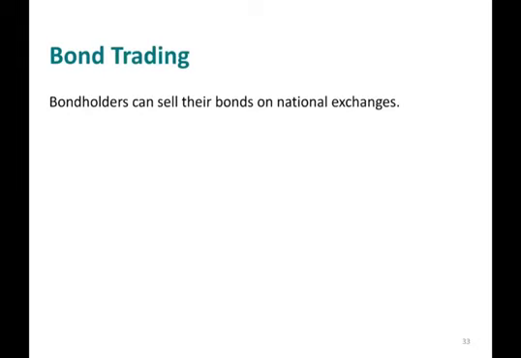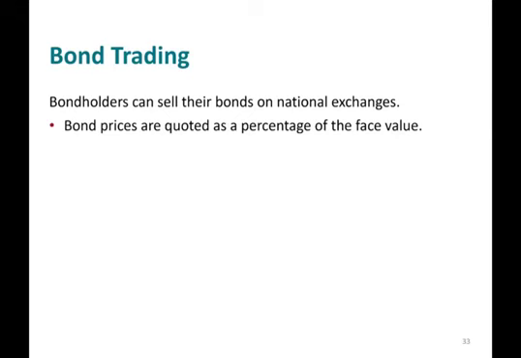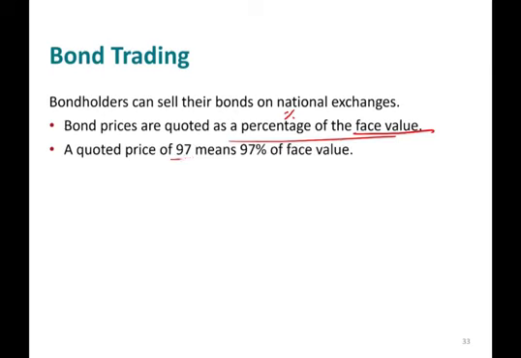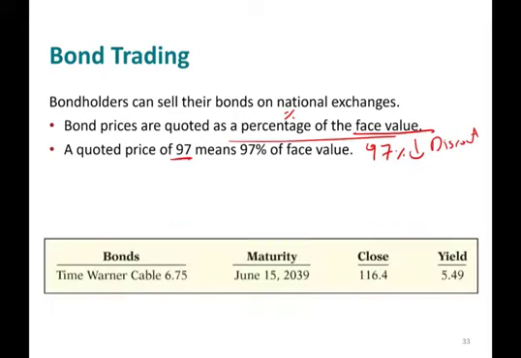Now, bonds are traded just like stocks. So bondholders can sell their bond on a national exchange. Bonds are quoted as a percentage of their face value. A quoted price of 97 means the bond is selling at 97% of the face value. If it's less than 100, we say it's traded at a discount. Okay, let's take a look at this bond.